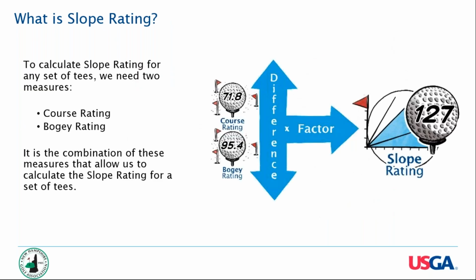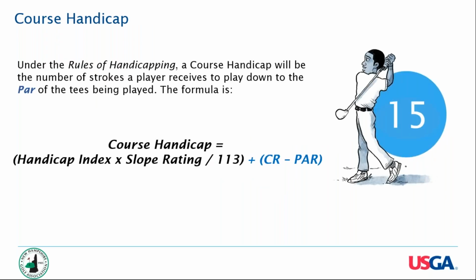And then the slope rating. So to calculate the slope rating for any set of tees, we need both the course rating and the bogey rating. And it's the combination of these measures that allows us to calculate the slope rating for a set of tees. So the slope measures the relative difficulty between the scratch and the bogey golfer. And a course of standard relative difficulty has a slope rating of 113. All right, so all the same concepts here from the past.